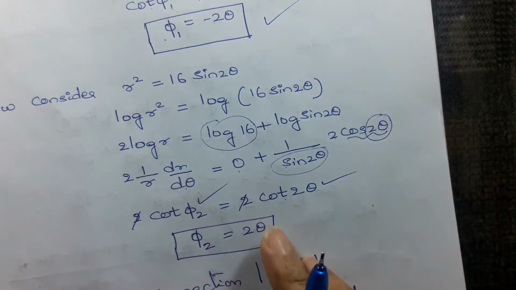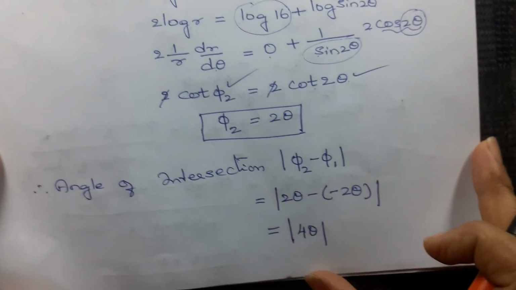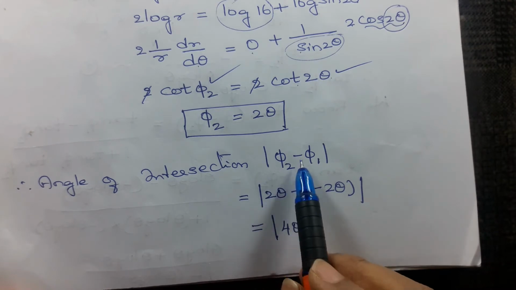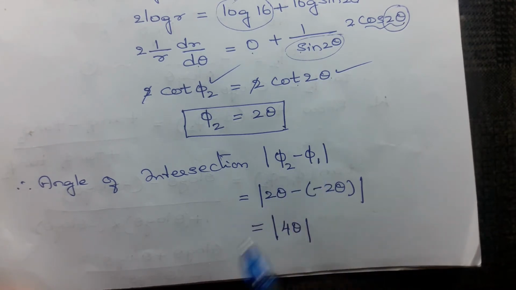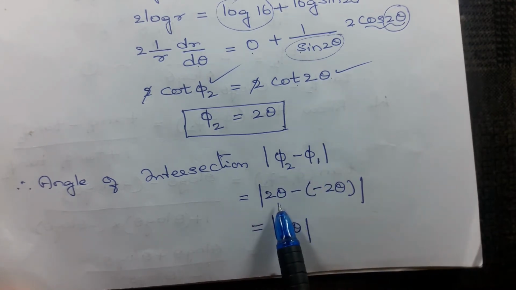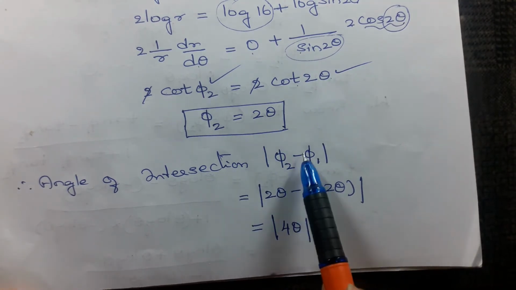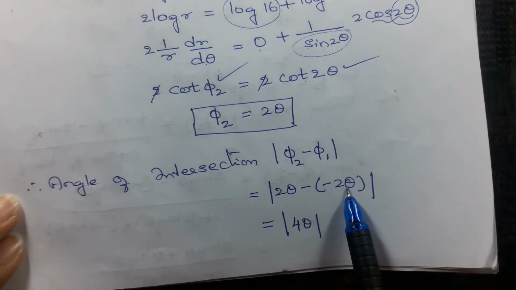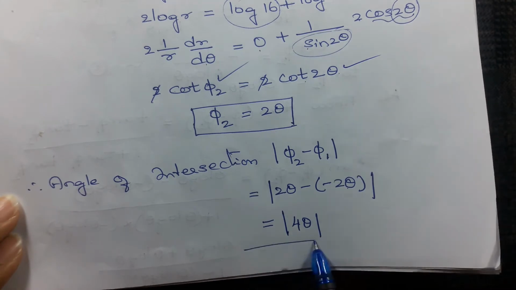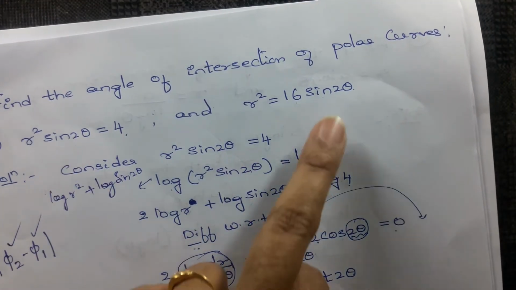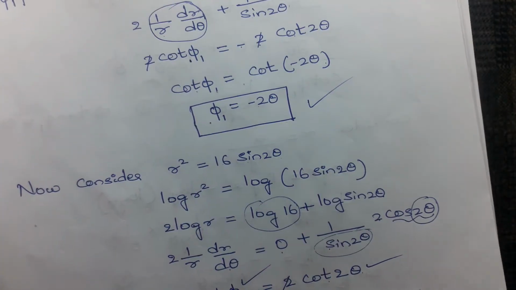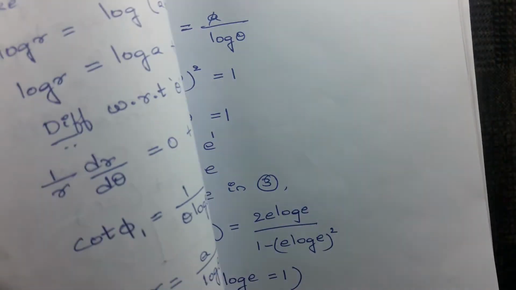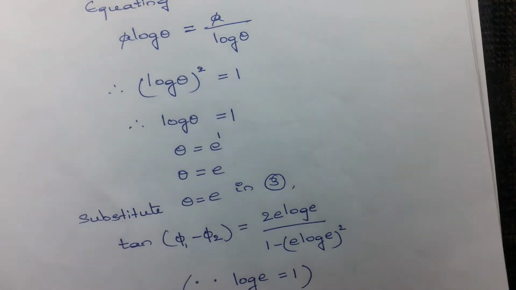So I got the phi 1 and phi 2 values. Now I will substitute into the formula, the modulus of phi 2 minus phi 1. Correct? So phi 2 is 2 theta minus phi 1, which we derived already is minus 2 theta. Substituting here, it becomes 4 theta. Therefore the angle of intersection of these two polar curves is 4 theta. Okay, now we'll move on to the next problem.